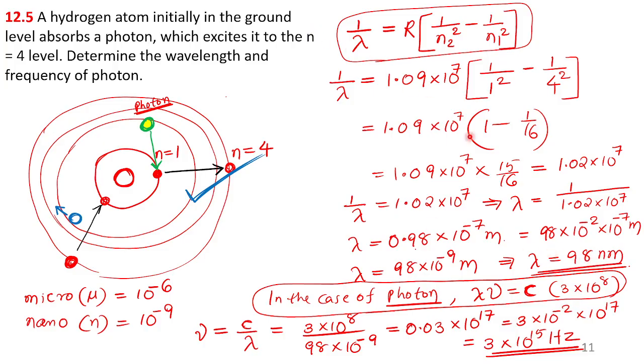So you please read all the steps up to this. Lambda equals 98 nanometer. Please read it.